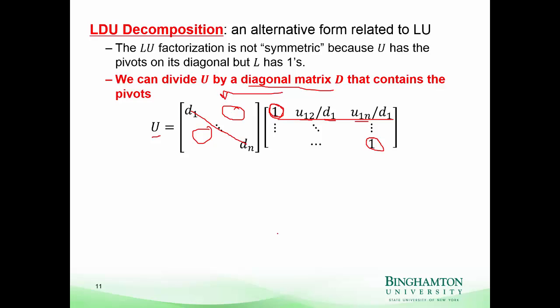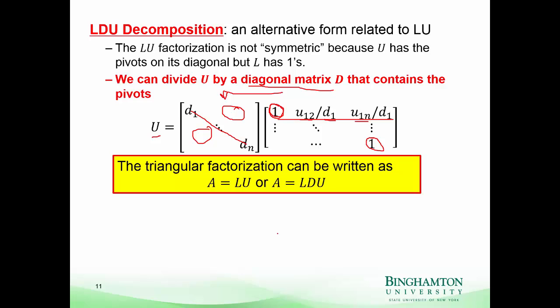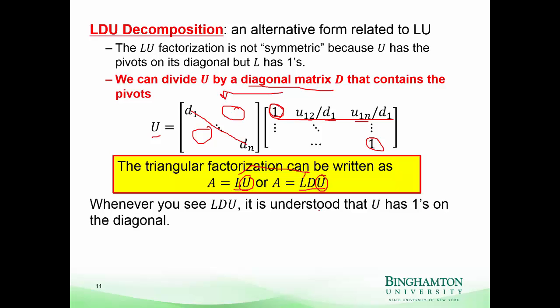And so those are actually the pivots right there. So I know they're going to be non-zero. So we can factor either way. If you see it written as LU, you know that the U is going to have the pivots down the diagonal. If you see it as LDU, even though we're using the same symbol, these two U's are not the same. The two L's are the same, but the two U's are not the same. So if you see it written as LDU, you know that the U is going to have ones down its diagonal.